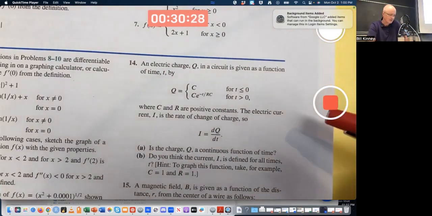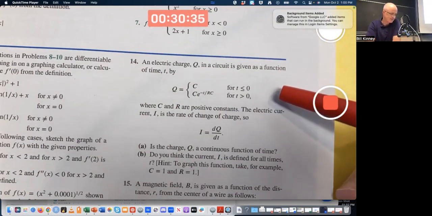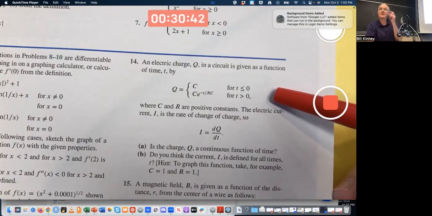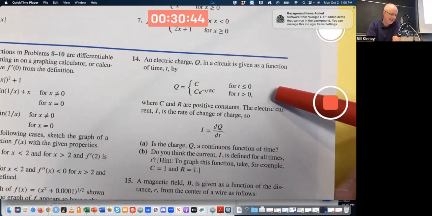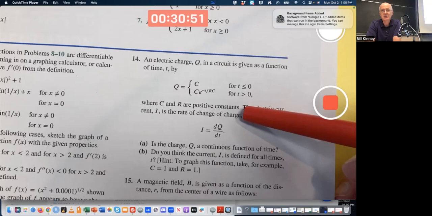Let's look at this one, too. An electric charge, or more physics here, Q in a circuit is given by this function of time. This is a piecewise function as well. There are still unspecified constants in this formula, C and capital R. It just tells you those are positive constants. If you know about electronics, I think C is the capacitance and R is the resistance, perhaps, of some circuit. Don't worry about it. You don't need to know what they are.